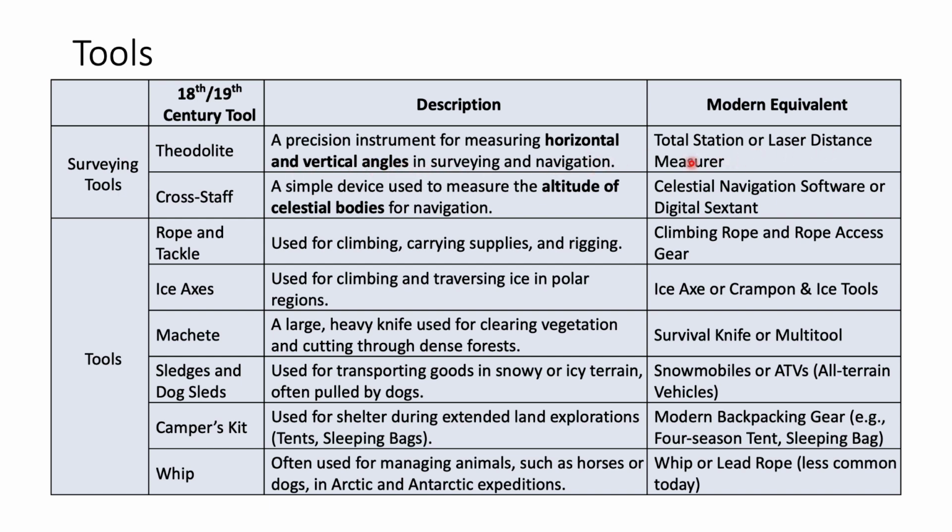Today we use laser distance measurers. Cross-staff was another one people used, which was used to measure the altitude of celestial bodies for navigation. Currently we use celestial navigation software or a digital sextant for the same purpose. And the tools, as all of you know, can be things like rope and tackle, ice axes, sledges, camper's kit like sleeping bags or tents, or whips. These are the various things which are being used as tools by the people.